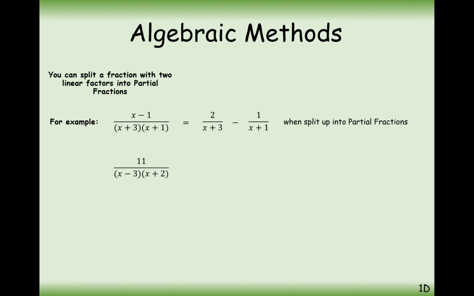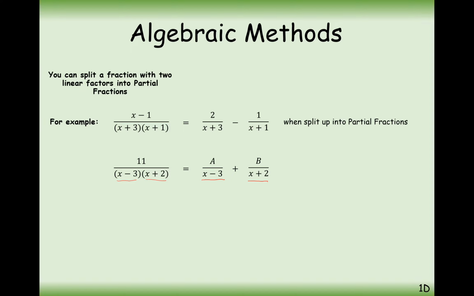So that means that if we take any fraction with two factors on the bottom, then we can always split them up into some value a over x minus 3, the one in the first brackets, add b over x plus 2, the second bracket here. So we can always split them up. One fraction will have one of the factors, the other fraction will have the other factor. So this is what I mean by splitting them up into partial fractions.